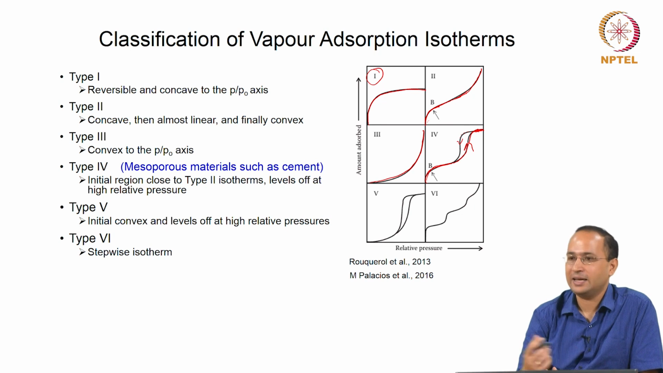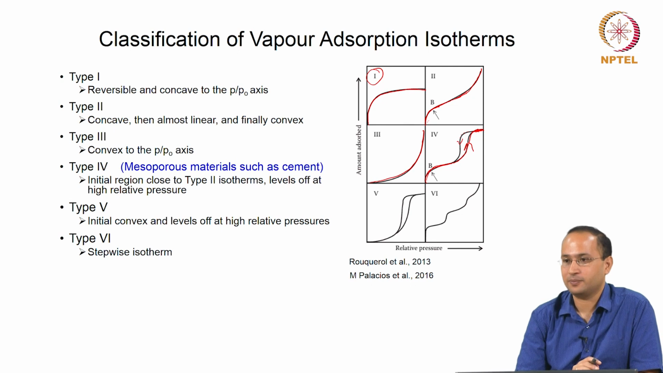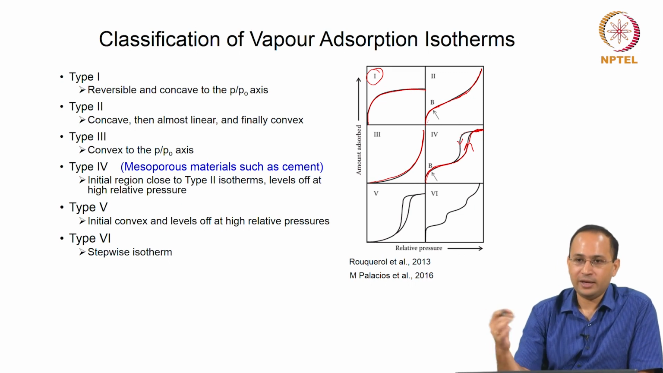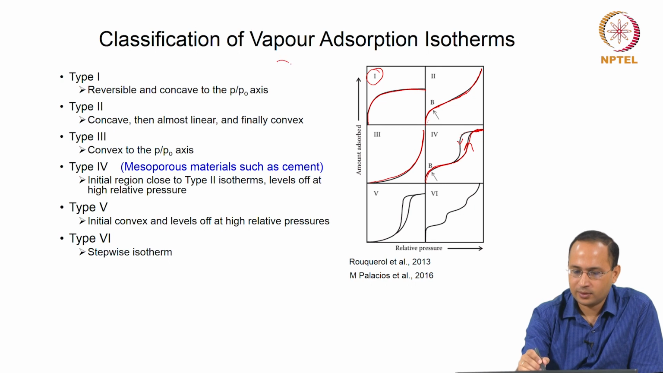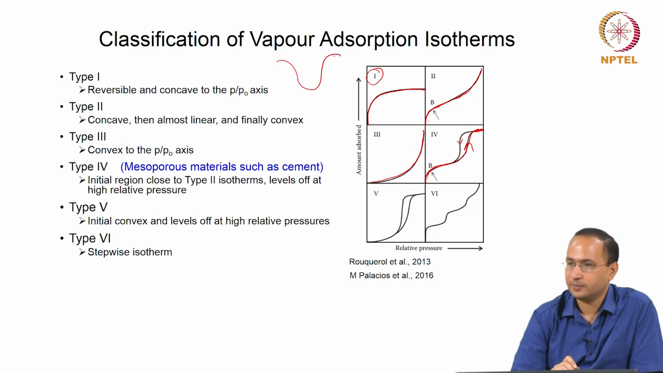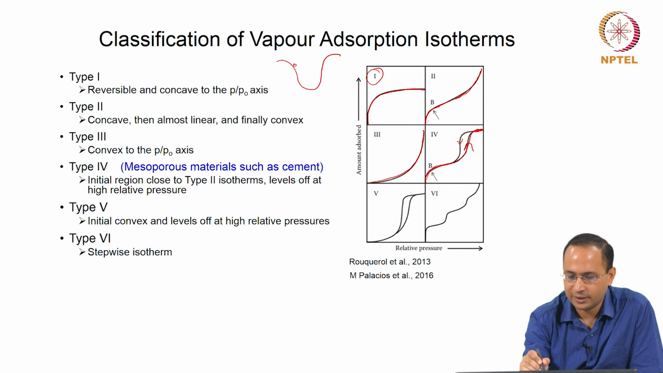So basically this kind of isotherm will be applicable to cements. Why do we see this hysteresis? Because of capillary condensation. So what you are doing is filling pores as you increase the partial pressure. You have pores like this. Anyway, I have another slide on this. So these are the gas molecules as you increase the partial pressure.